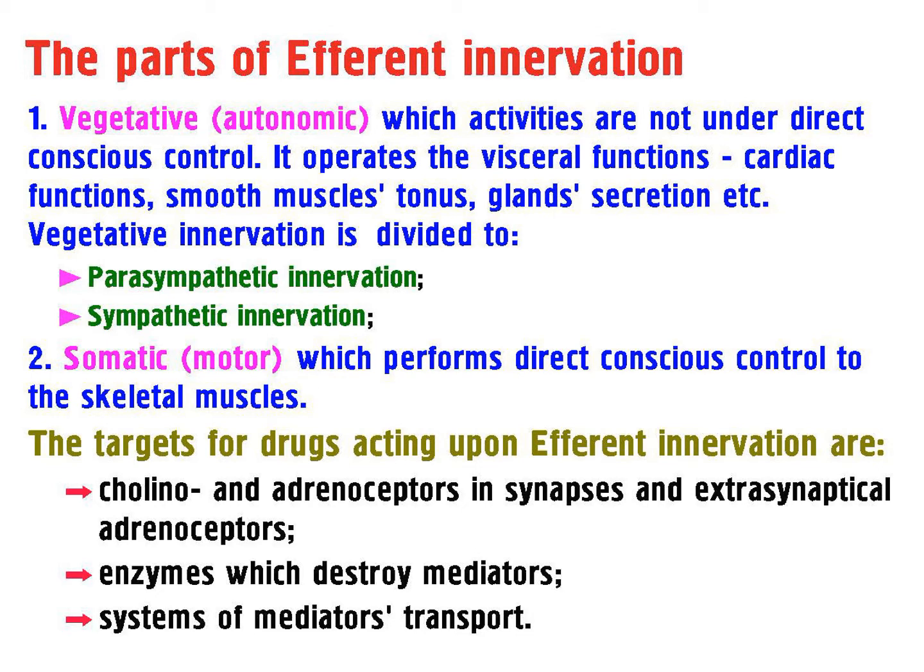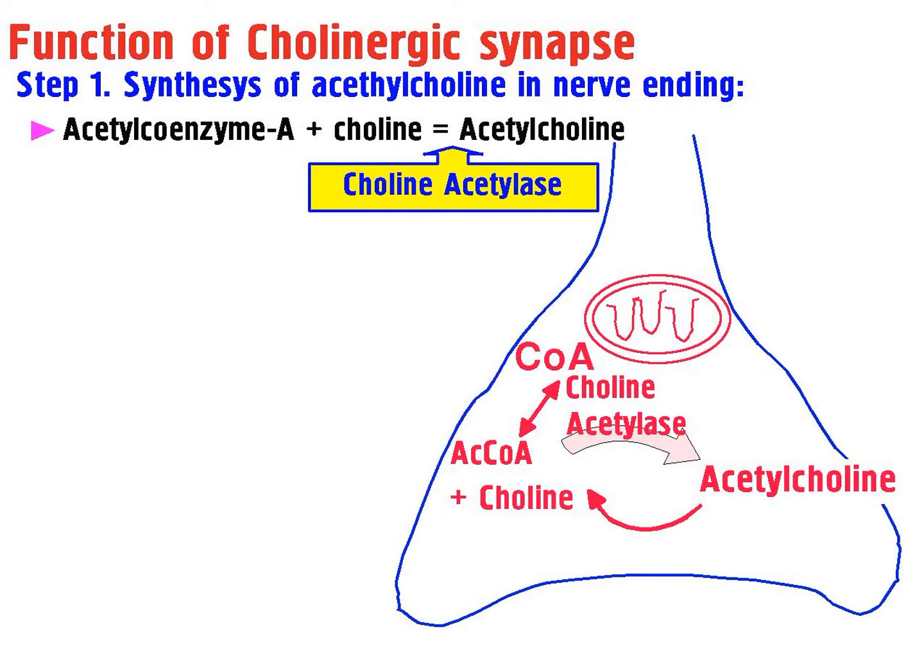The main targets for the pharmacological agents that act on the efferent innervation may include different types of receptors which are located both in the synapses and extrasynaptic spaces. Also, enzymes which regulate the concentration of mediators in the synaptic cleft, and systems of mediator transport. In this lecture, we will mainly discuss the drugs and the targets for such drugs that regulate neurotransmission of cholinergic synapses. Before we start to talk about the drugs, a few words about the physiology of cholinergic neurotransmission.